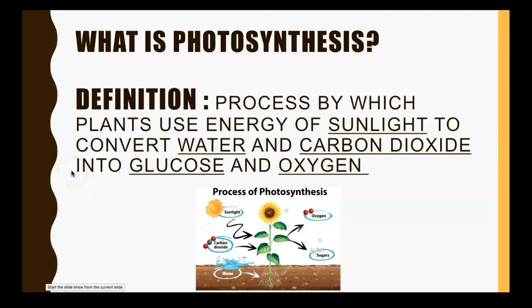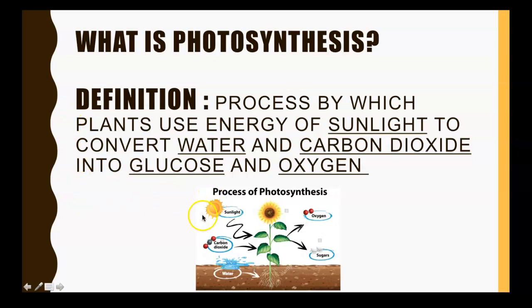Alright, so in this slide what we're going to talk about is what is photosynthesis. By definition, photosynthesis is the process by which plants use energy of sunlight to convert water and carbon dioxide into glucose and oxygen. So if you look at the diagram below, you see a simple diagram of the process of photosynthesis. And we're going to first start with sunlight.